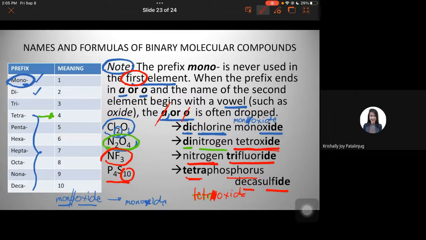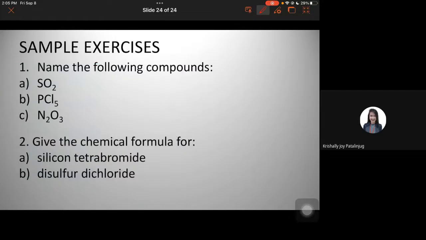So that's how you name a binary covalent compound. You just have to count. Count the number of atoms in that binary compound, and then just take note that the second element is named with an IDE ending.